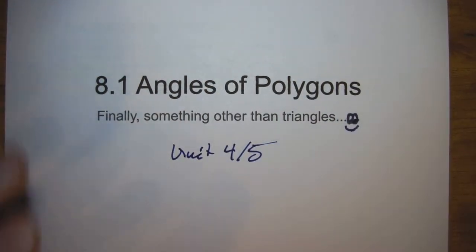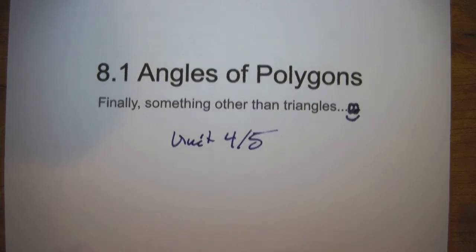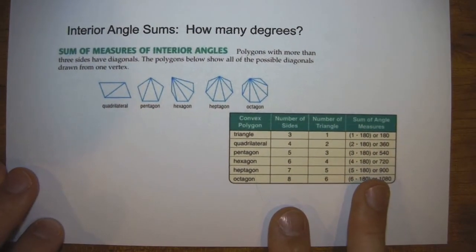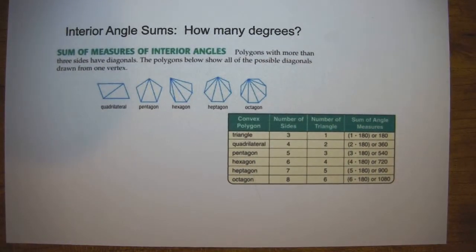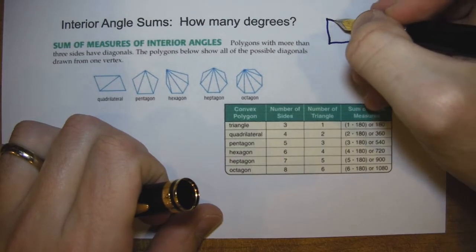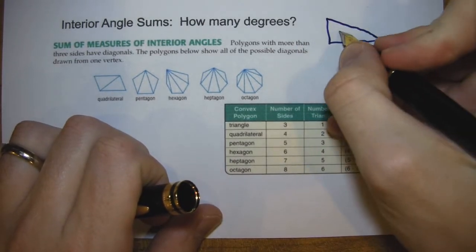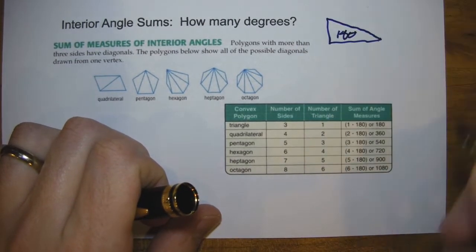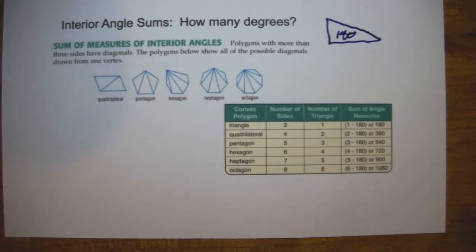So finally, something other than triangles, because we've been doing triangles forever, it seems like. So let's get started here. First thing we're going to look at is interior angle sums. In other words, how many degrees are on the interior? If we remember back to triangles, we keep coming back to those, we know and we're able to prove that there are 180 degrees on the interior of every triangle.